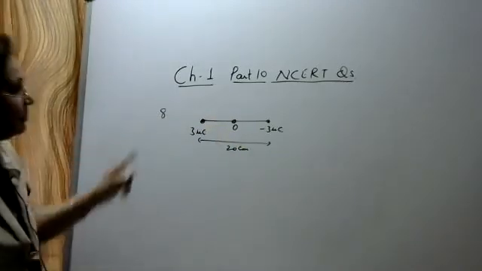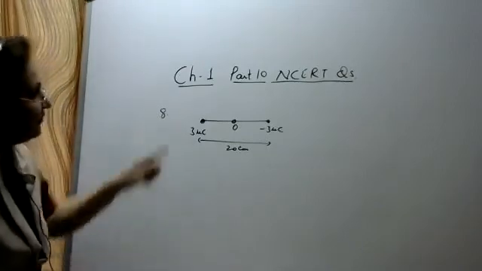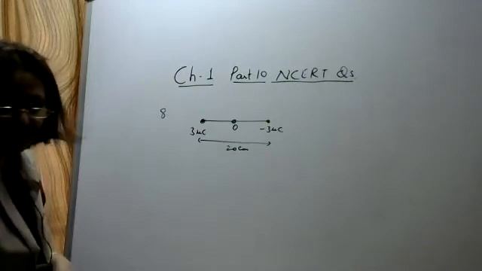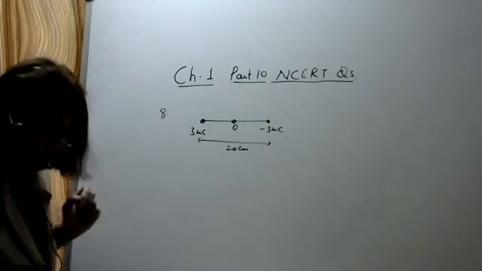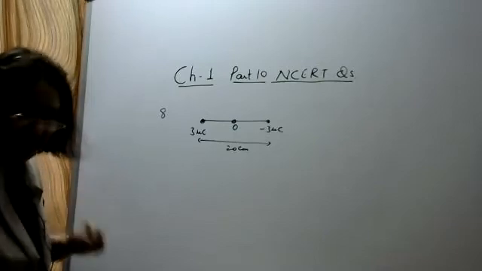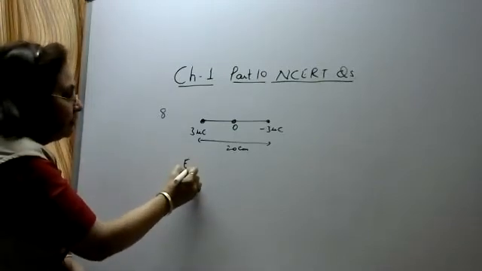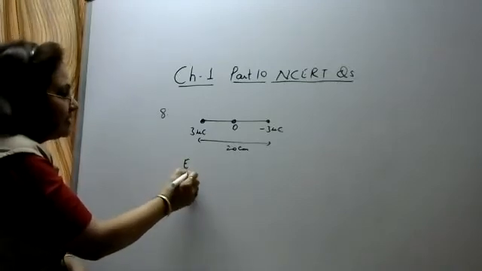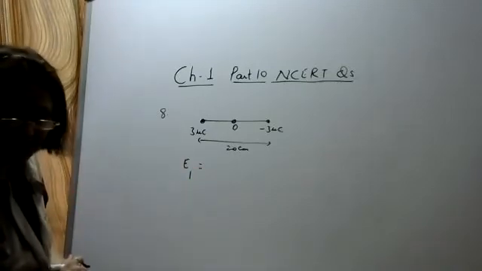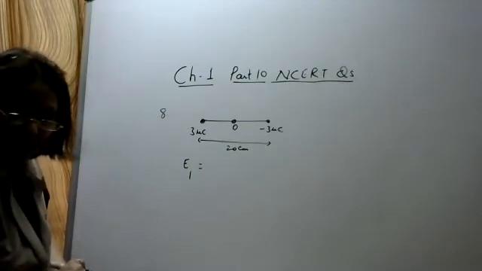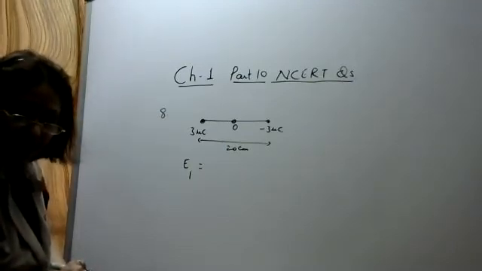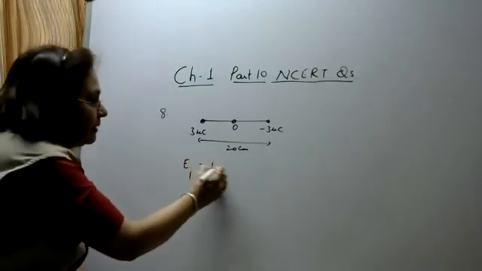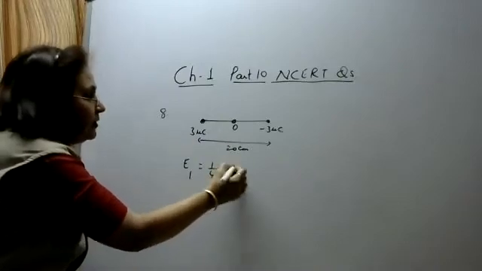First let's draw the direction of the electric field due to the point charge plus 3 microcoulomb, then due to minus 3 microcoulomb. The electric field due to plus 3 microcoulomb at point O, let us write it as E1. We know that due to a point charge, the electric field is 1 upon 4 pi epsilon naught times q upon r square. So 1 upon 4 pi epsilon naught q is how much?